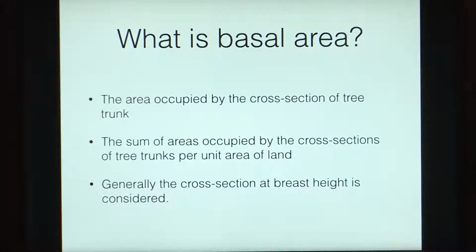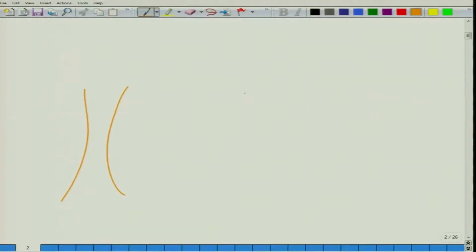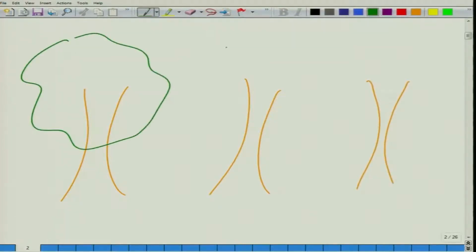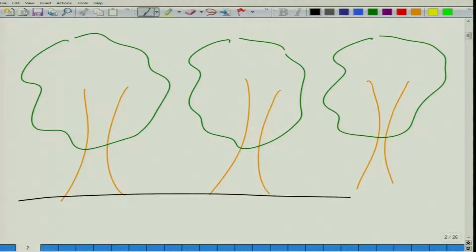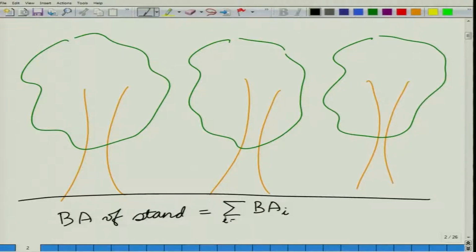So essentially, if we had a number of trees on a piece of land, then the basal area of stand is given by the sum of the basal areas of all the trees, where i goes from 1 to n, where n is the total number of trees on that piece of land, divided by the area of the plot. So this plot could be the complete plot or it could be a sample plot.